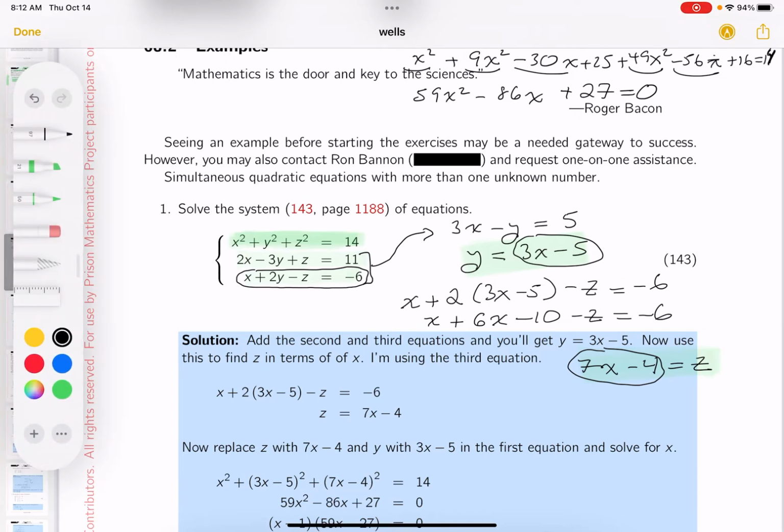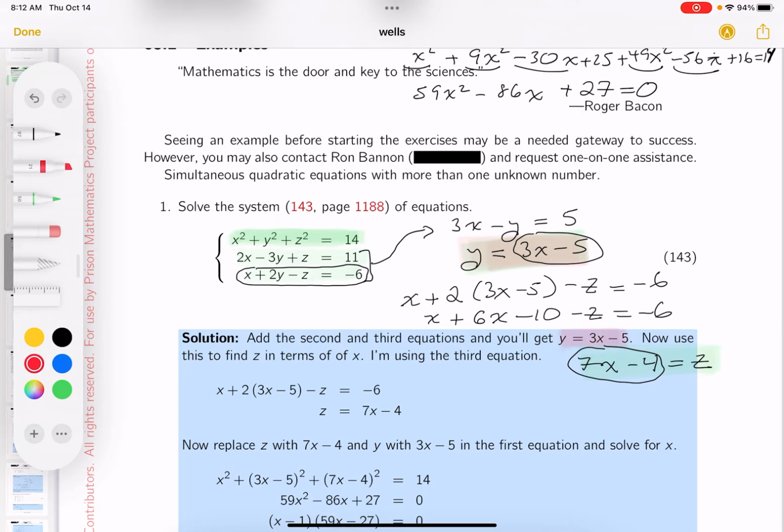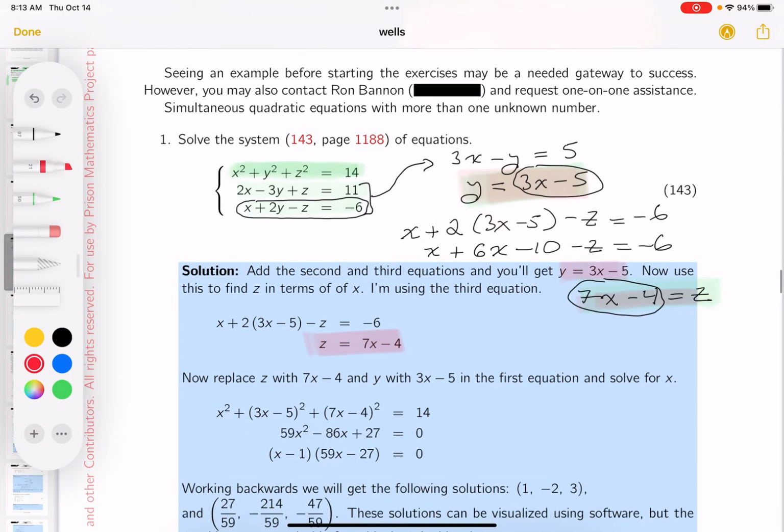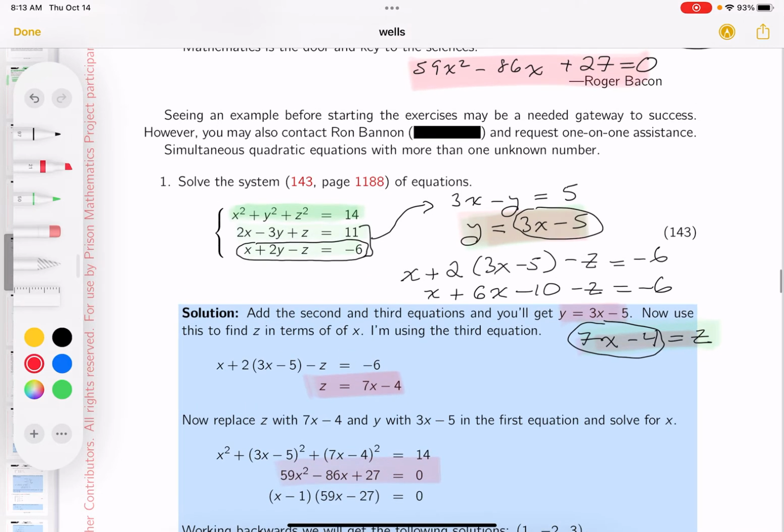So let me just show you what I mean by that. I'll tell you what I'm looking for. I'm going to look for this, and I see that right here. I'm going to look for this. I see that right here. And I'm going to look for this, right? So I want to see if I'm going the right direction, and I'm seeing that right here, right? So I hope you see that. 59x squared minus 86 plus 27. So at least I'm going in the same direction.